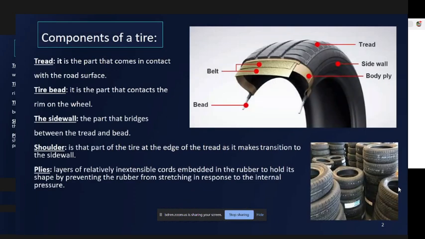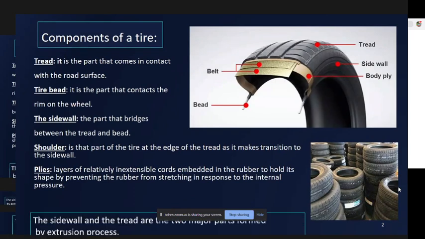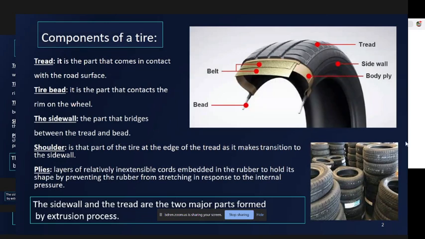The main components, a tire mainly has 200 like components, but main components are like tire tread, tire bed, tire sidewall, shoulder, plies, etc. The tire tread is the part that comes in contact with the road surface. The tire bed is the part that contacts the rim of the wheel. The sidewalls is the part that bridges between the tread and the bed.